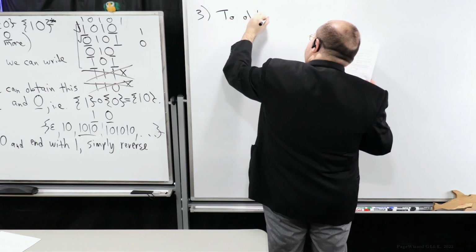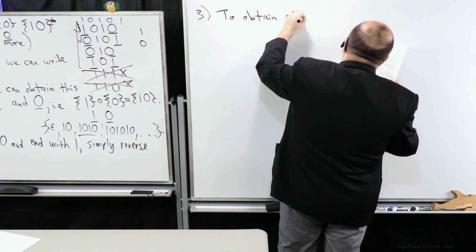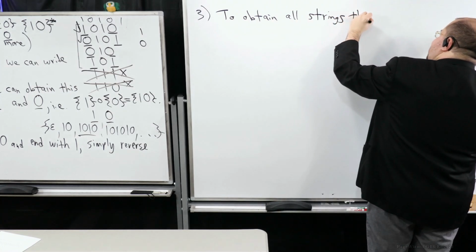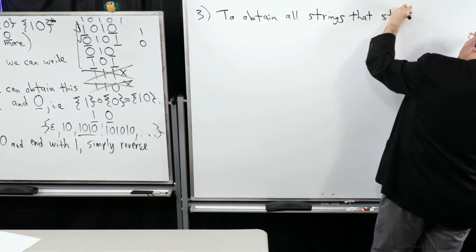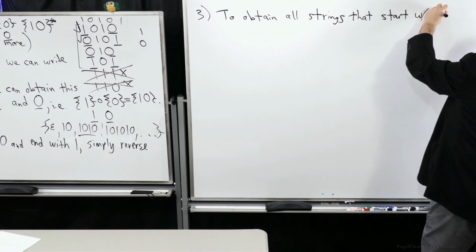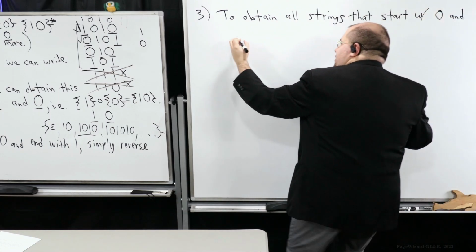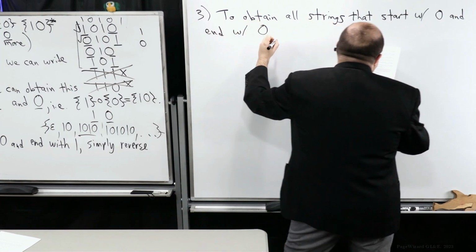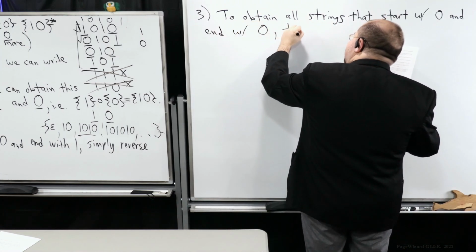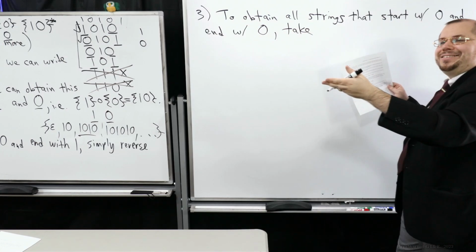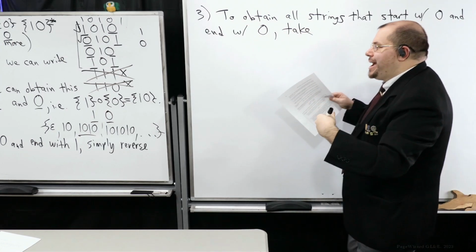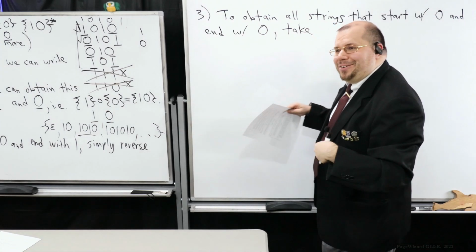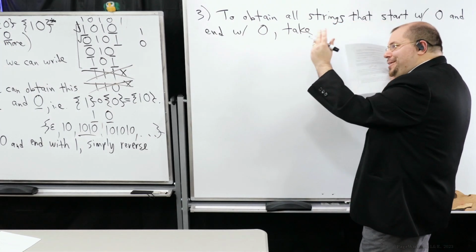So to obtain all strings that start with 0 and end with 0, I'm just going to simply adopt the first idea we had. Do you notice that in the first idea that we had, we started with a 1, then we ended with a 0, right? So all I'm going to do is concatenate whatever the result was.